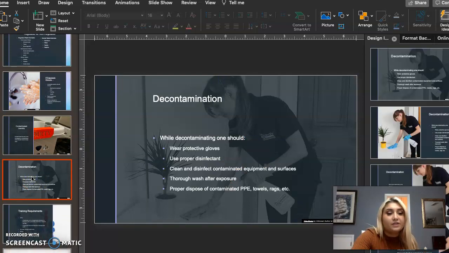Decontamination in the office is super important to ensure not just obviously your safety, but for the safety of others around you. While decontaminating, one should be wearing protective gloves, using the proper disinfectant as needed, cleaning and disinfecting contaminated equipment and surfaces, thoroughly washing after an exposure, and proper disposal of contaminated PPE, towels, rags, and etc.